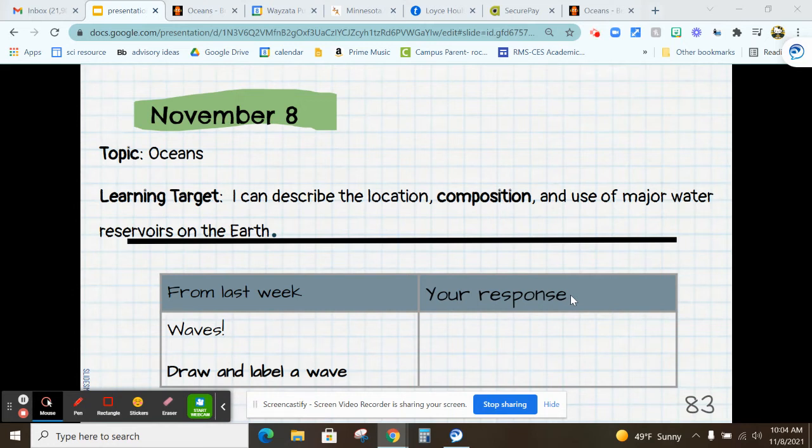Today we're looking at oceans and our learning target is to describe the location. Today we're really going to focus in on the composition and the use of major reservoirs on Earth.